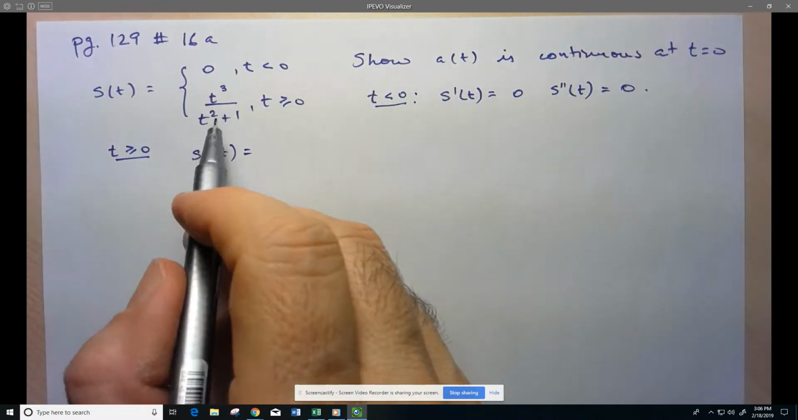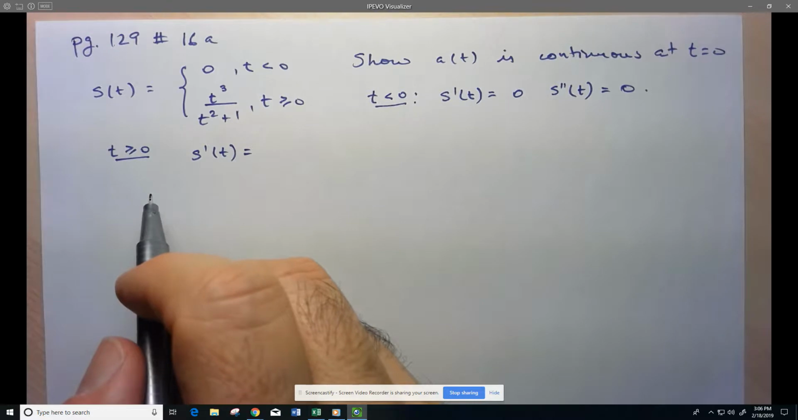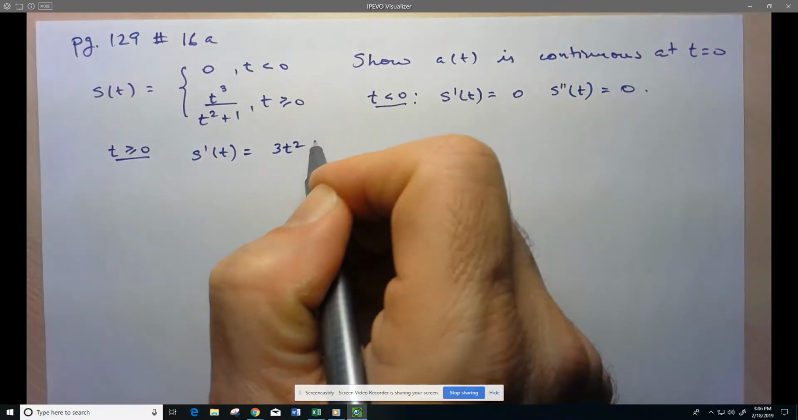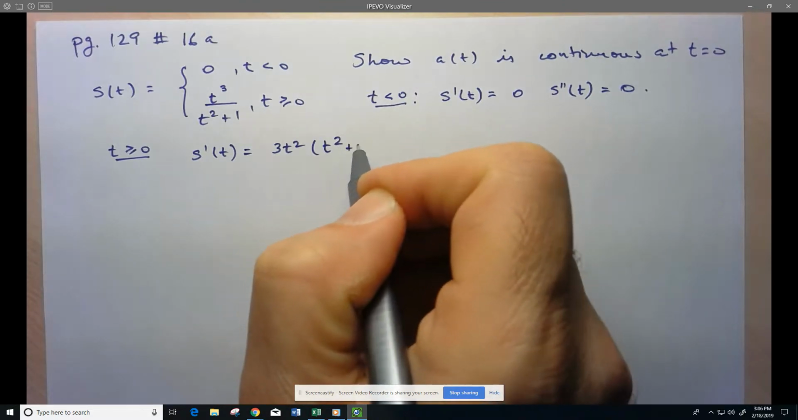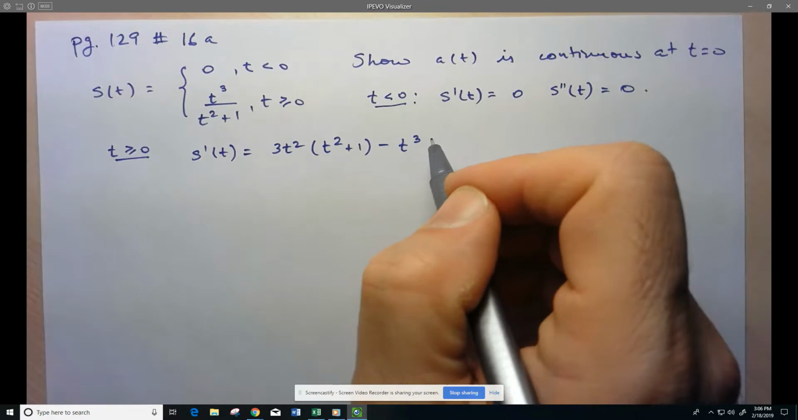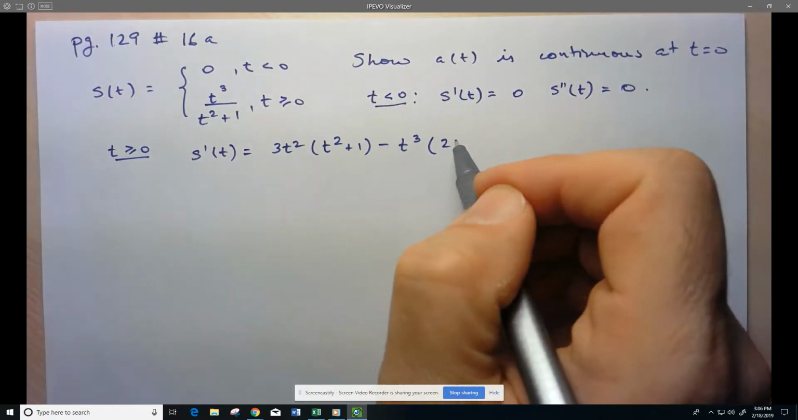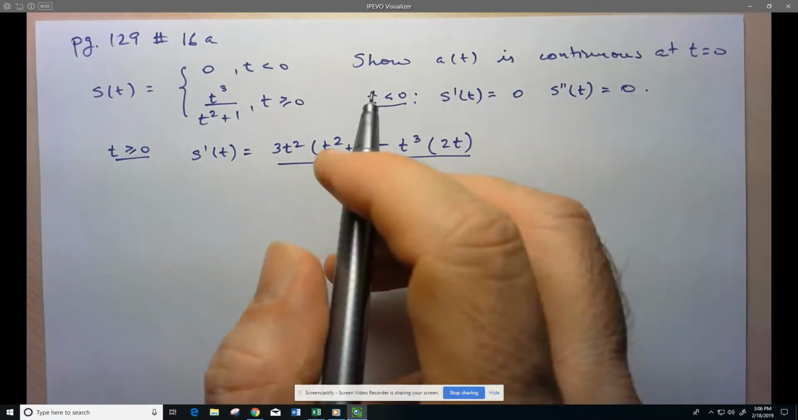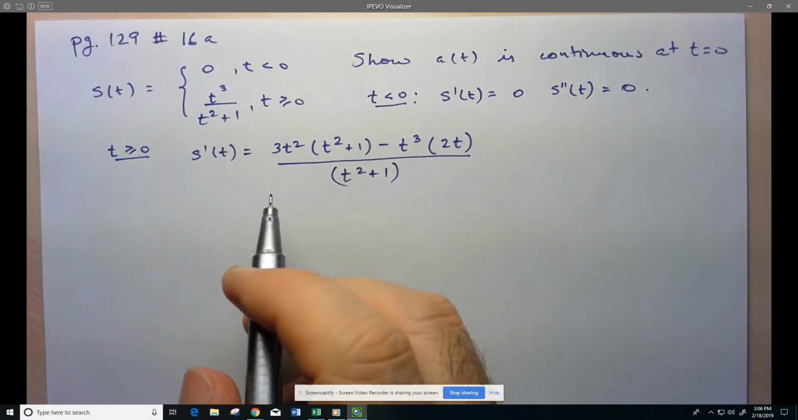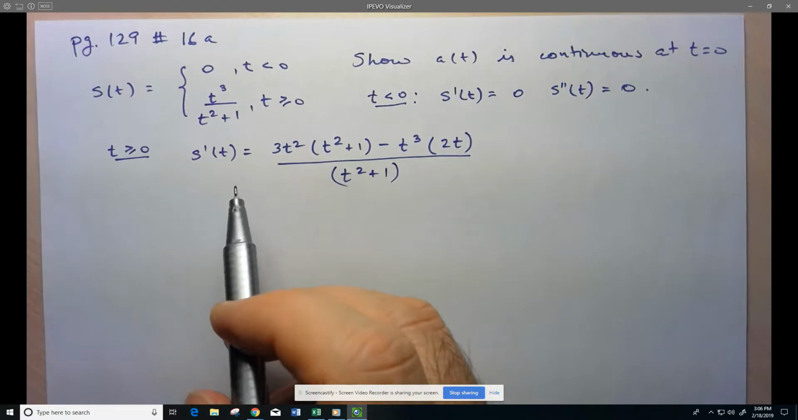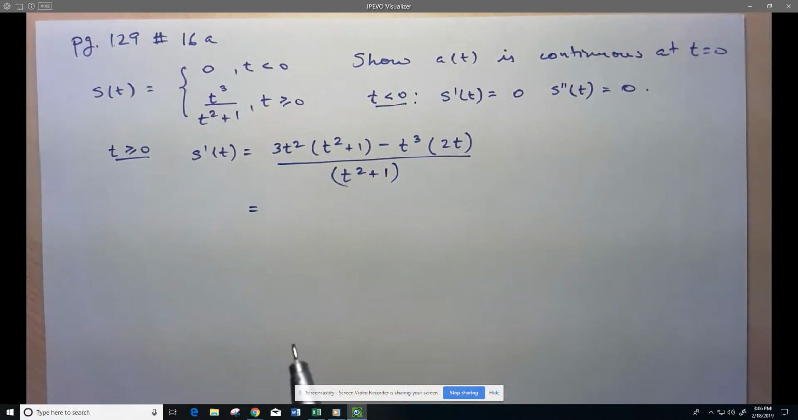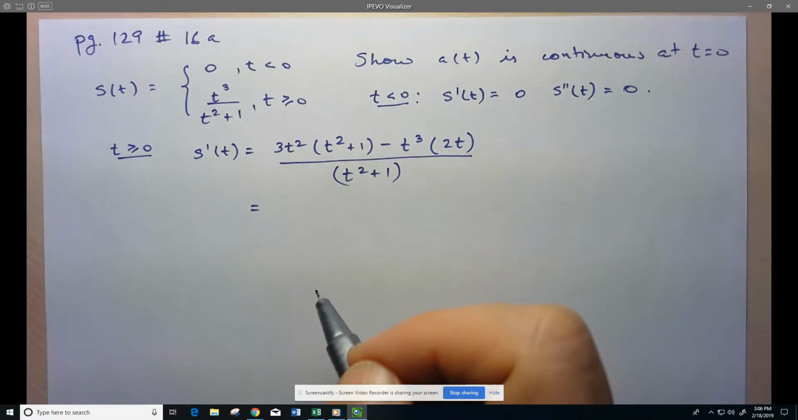All right, so use the quotient rule. No big surprise there. The derivative of the numerator is 3t squared times the denominator function, t squared plus 1, minus the numerator function, which is t cubed, times the derivative of the denominator function, which is just 2t. And all of this is over t squared plus 1, squared. Now, because I now have to find another derivative, it is worth simplifying. Often I tell you not to simplify, but here I definitely will be simplifying first.